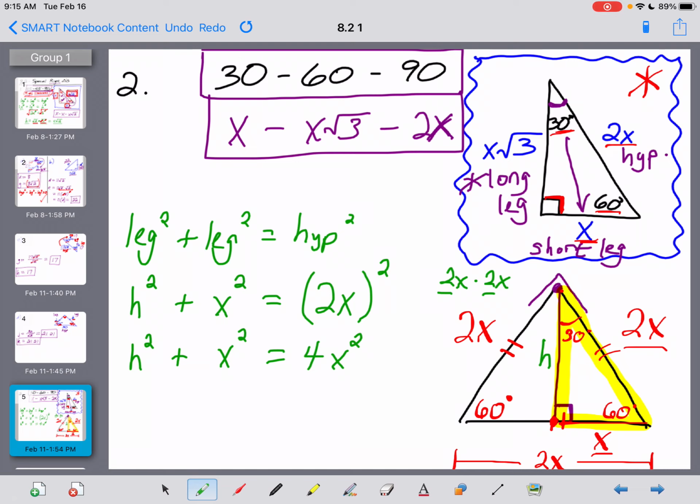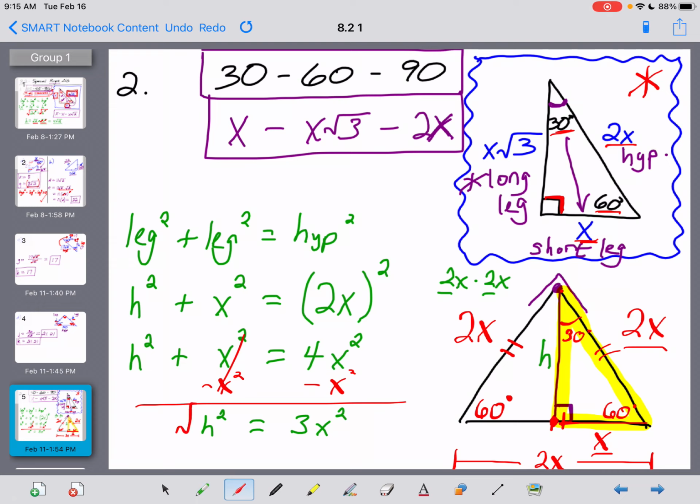Without the parentheses there, people usually just write 2x squared here instead of 4x squared, and I got bad news for you, that is wrong. Now what we're going to do next is try to get h by itself. So we're going to subtract a 1x squared from both sides. Those terms cancel, and we're going to get h squared is equal to, and a 4x squared minus a 1x squared is going to get us a 3x squared.